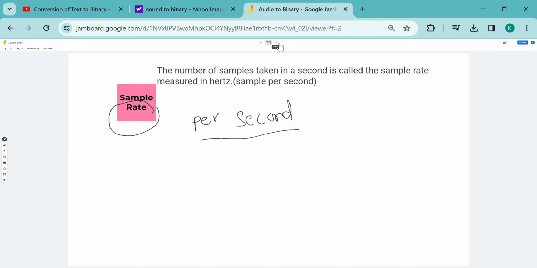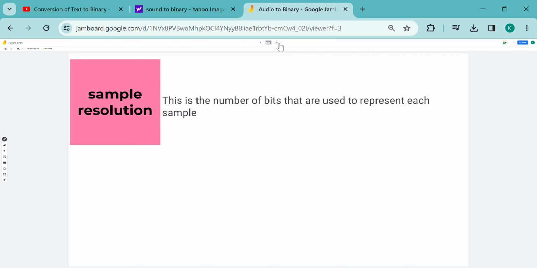Okay, now let's proceed to the next definition, that is sampling resolution or sample resolution. So what is sampling resolution? As the name indicates, we are done with our conversion of audio or sound data into digital data. Now the step is that we are going to store these values into a register. So what is this process? We are going to convert it into binary, and the number of bits that are used to represent each sample is known as our sampling resolution.